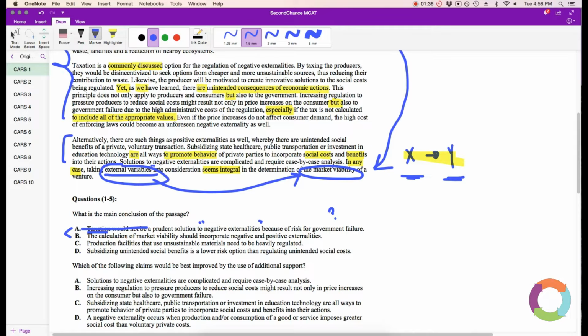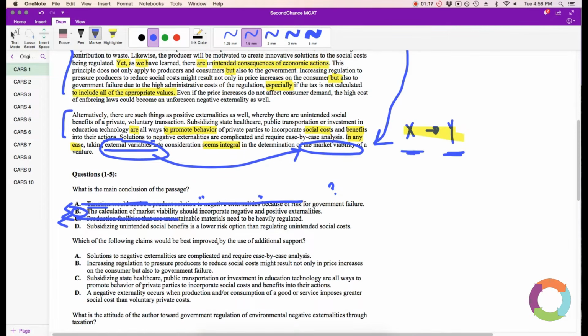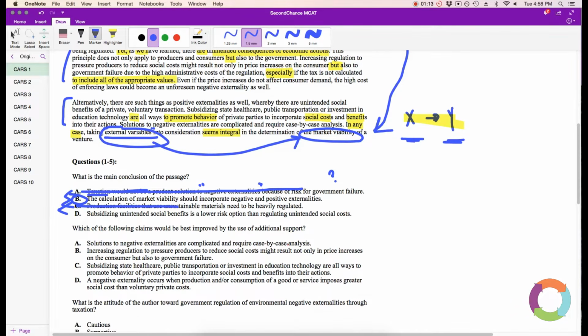Let's see B first. Calculation of market viability should incorporate negative and positive externalities. That sounds better than A, so A is gone. B versus C. Production facilities that use unsustainable... Nope, that's not good. So C's gone. B versus D. Subsidizing unintended social benefits is a lower risk option than... again, so B is good. Which of the following claims would be best improved by the use of additional support? So which claim needs more support?